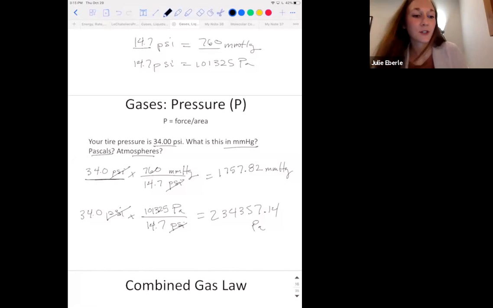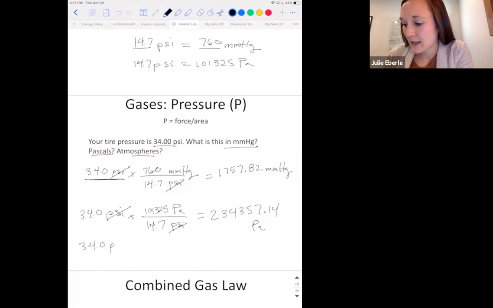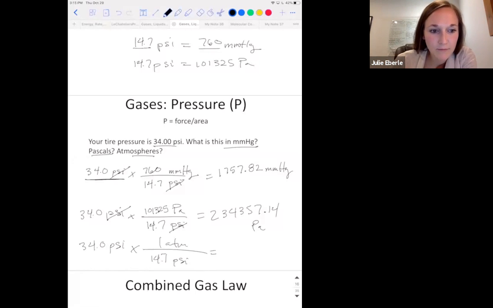Okay, we're saved. Charging. All right, what'd y'all get for that third one? It should have been 34 PSI times 14.7 PSI to 1 ATM. Good, good. 2.31 ATM.